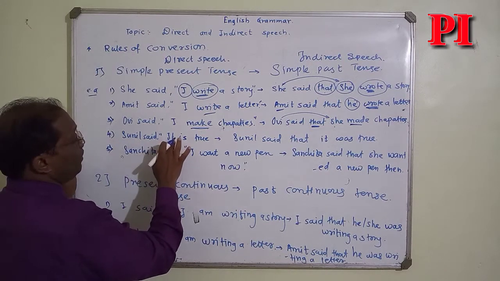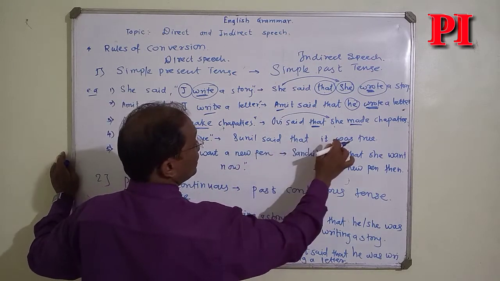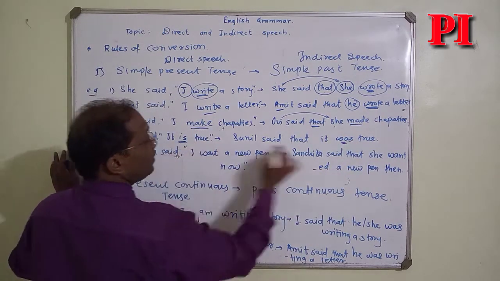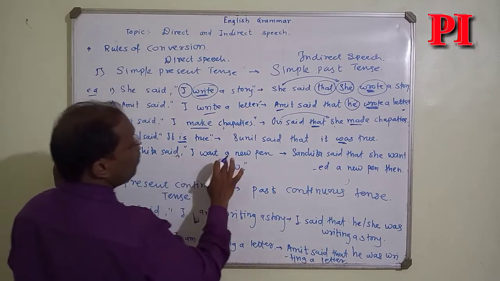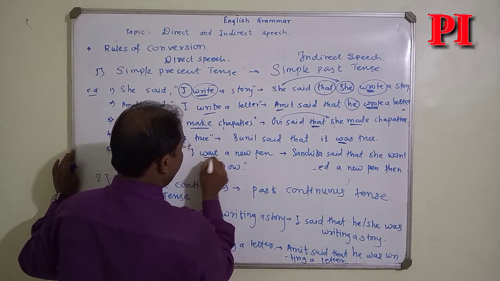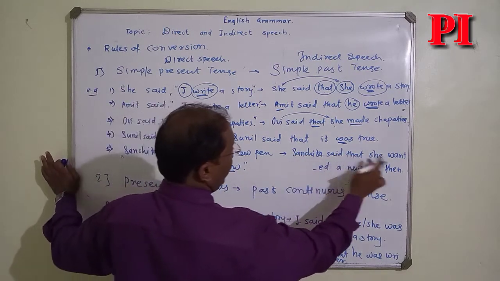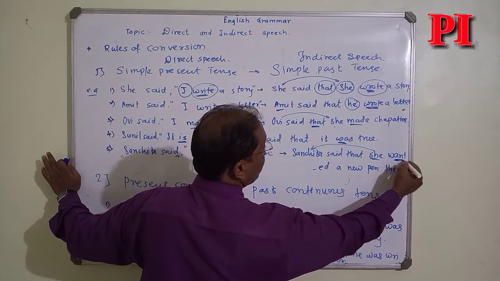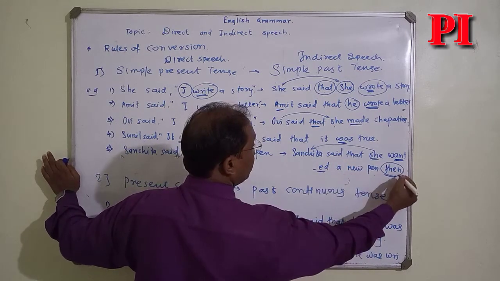Sunil said, comma, in double inverted commas, "It is true." Sunil said that it was true. Here present tense is there, then past "was" is there. Then Sanchita said, comma, in double inverted commas, "I want a new pen now." Now this is simple present tense, "want" is there. Then "now" is the time word. Then how to convert it into indirect speech? Sanchita said that she, referred for Sanchita, "want" converted into simple past tense "wanted." A new pen, "now" is converted into "then."